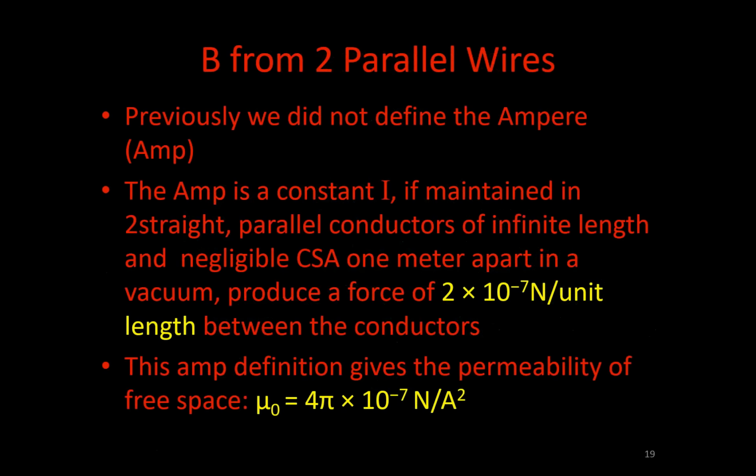We didn't really define what the amp was before. We've just been using it. The amp is actually a constant current. If we maintain a constant current and we have two straight parallel conductors, of essentially very great, infinite length, with negligible cross-sectional area, 1 meter apart, they'll produce a force of 2 times 10 to the minus 7 newtons per unit length between them. And that is how Ampere came up with his permeability of free space, in newtons per amp squared. This won't necessarily be on an exam, but just in case you were wondering, that's how the amp was defined.